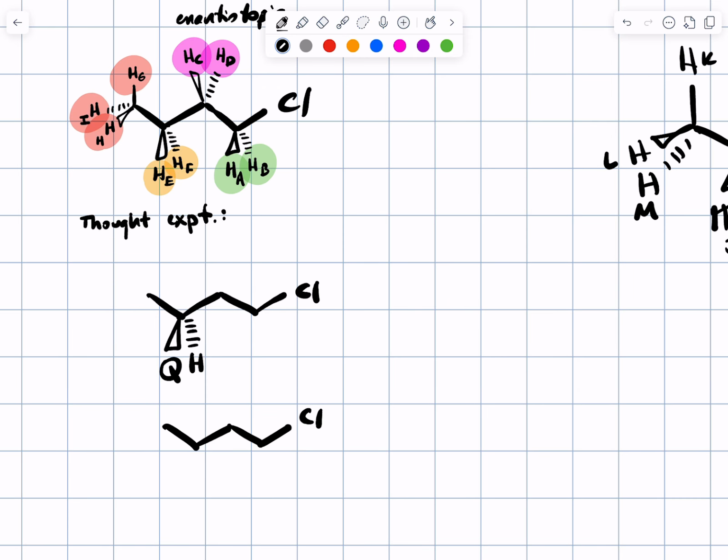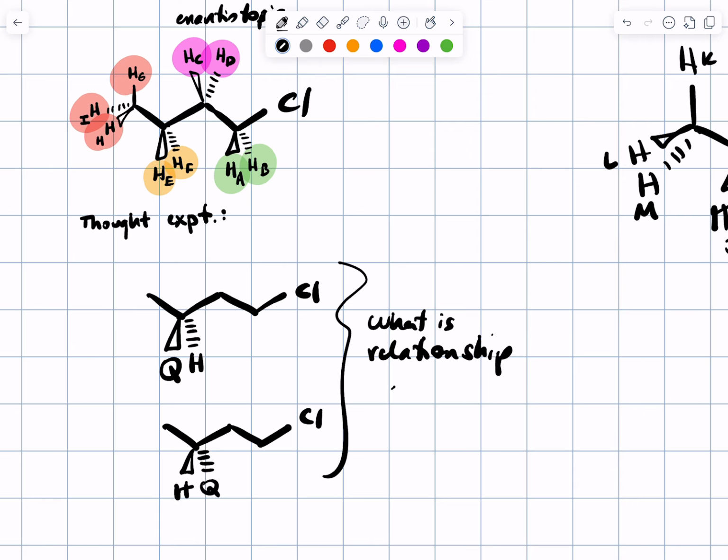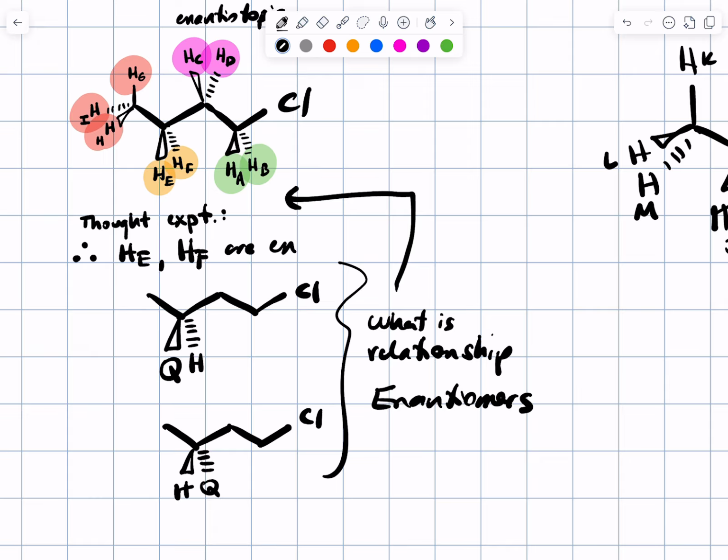Replace HE with that, now replace HF with that, and then you ask the question, what is the relationship between these two molecules? You would say that they are enantiomers of each other because they have opposite stereochemical configuration. Therefore, you conclude HE and HF are enantiotopic. Enantiomers here, enantiotopic there. That's the thought experiment you can do to check. Okay? Yes, question? Did I see a hand?